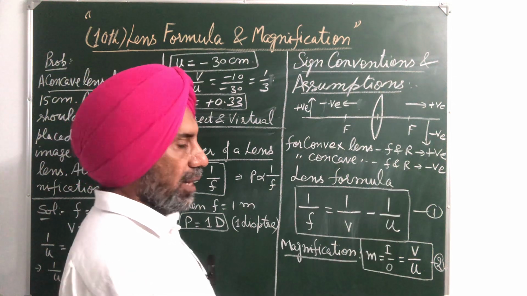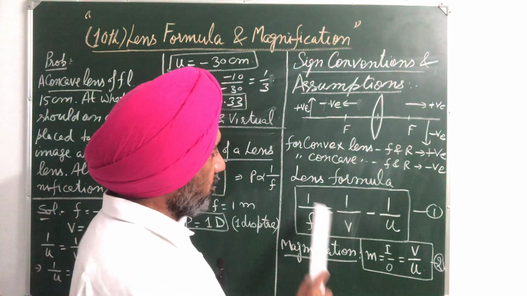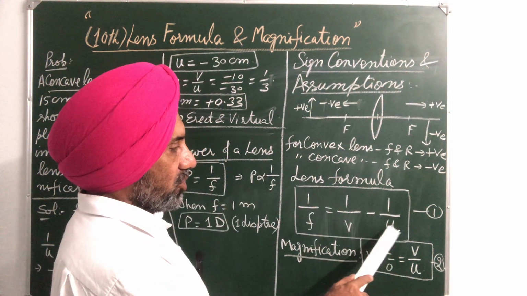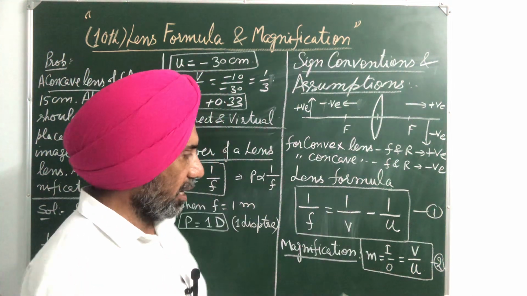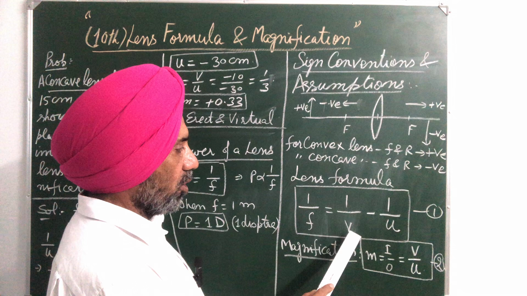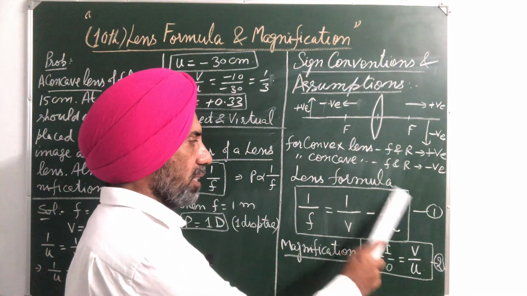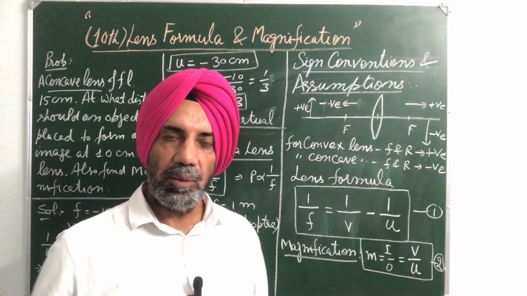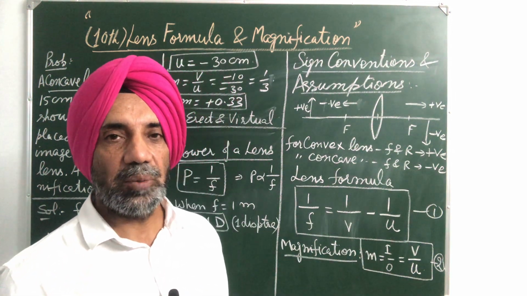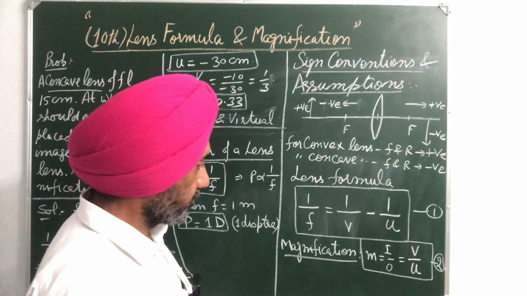Then we come to the lens formula. The lens formula is the relation between object distance, image distance and focal length of the lens, and is given by 1/f = 1/v - 1/u. This is known as the lens formula. And when we have to apply this lens formula, proper sign conventions are to be applied.